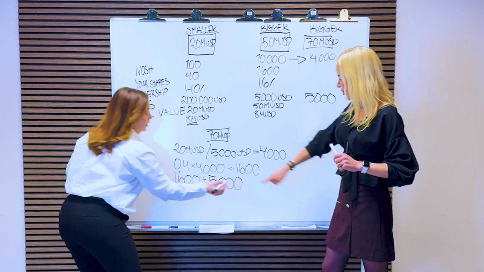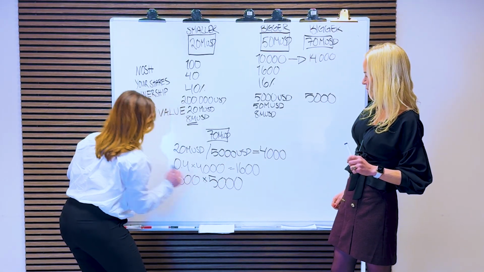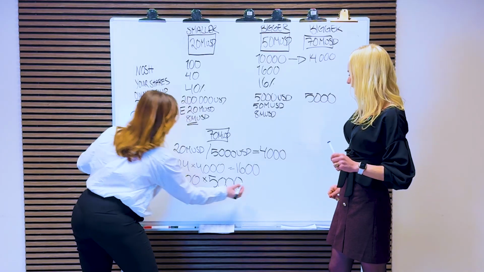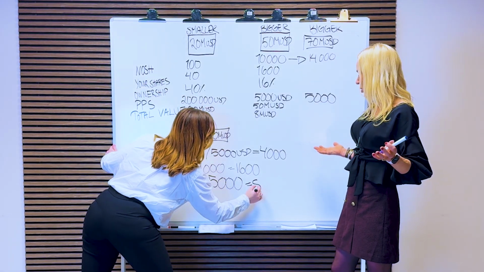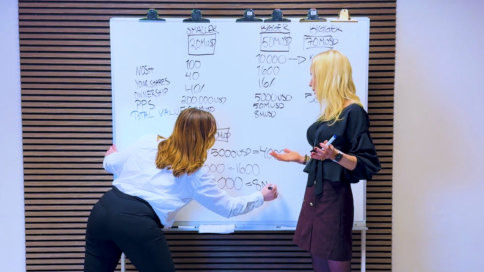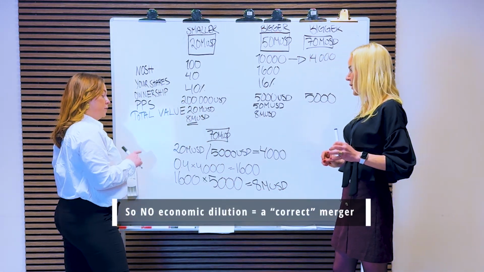Which is 1,600 times 5,000. That looks like a plus. Yes. But it's a times. Yeah, multiply. There it is. And then we have 8 million. So economically, we've done this correctly. You have not been diluted. That means we're on the mark. So it's a good deal for me.